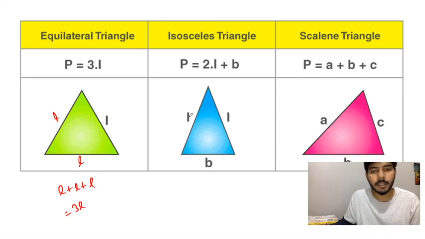In this isosceles triangle, two sides will be the same, one side will be different. That means L plus L plus B. This will be 2L plus B. In this figure, all sides are different. The perimeter will be the sum of all sides. Sides are A plus B plus C.